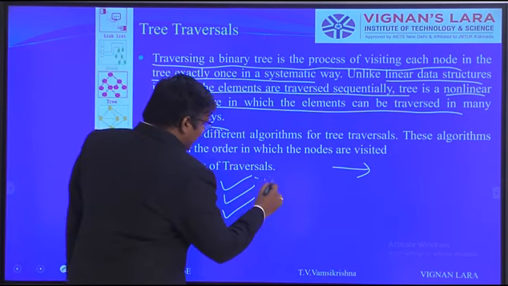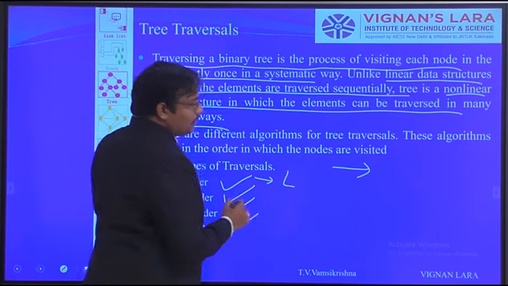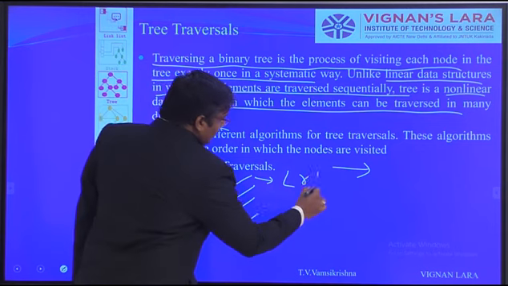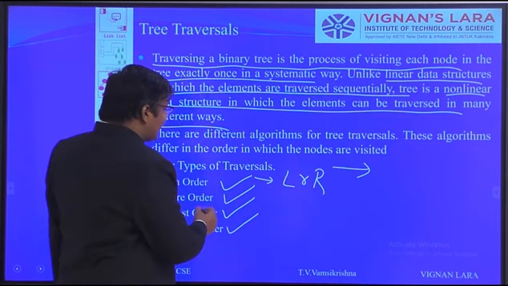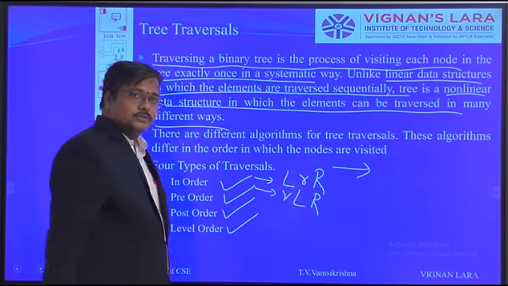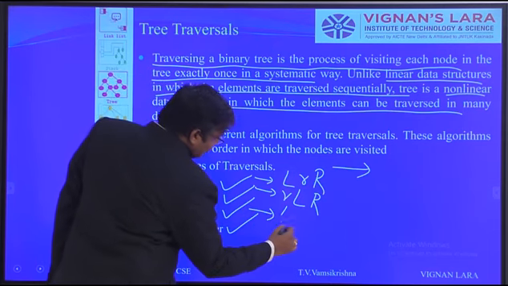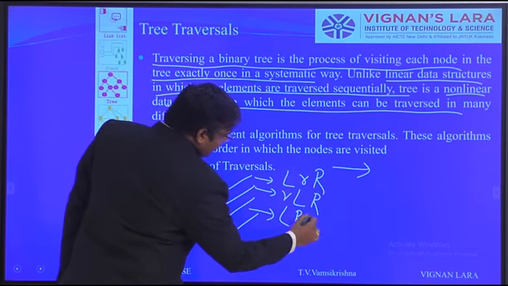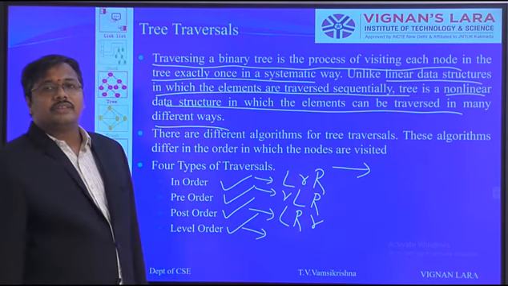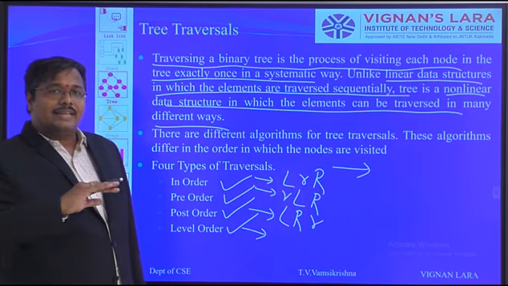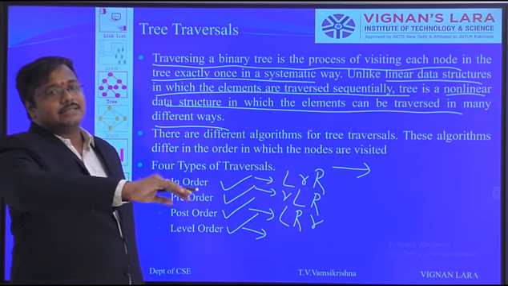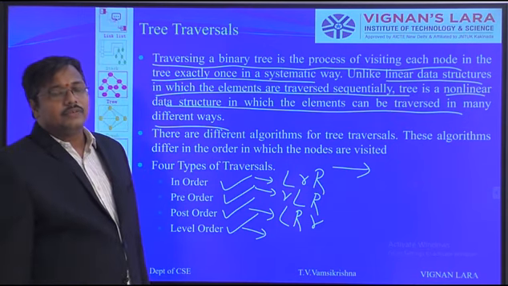In case of in-order traversal, initially visit the left subtree, then visit the root node, then the right subtree. In the pre-order case, visit the root node first, then the left subtree, then the right subtree. In the post-order case, initially visit the left subtree, then the right subtree, and at last visit the root node. Level order means level wise we are visiting the nodes. Means 0th level nodes first, first level nodes next, second level nodes next, like that we reach the end of the tree.